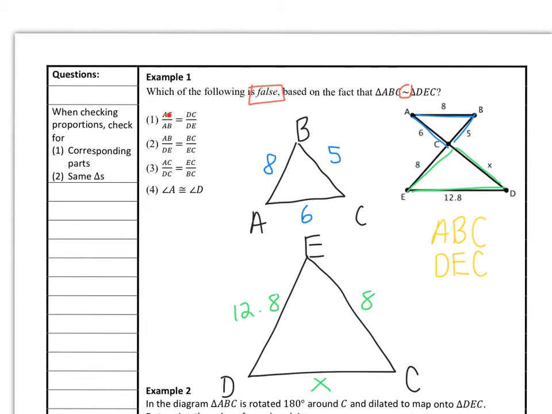So if we look at AC, AC to DC, we first want to know, do those pieces match? Well, AC is my first and last, DC is my first and last. So I'm going to put a little check mark here next to that top part. Because that, in fact, does work. Check. All right, now I'll check the bottom part. AB to DE. AB's first two letters, DE's first two letters. So that also works. So I'm going to give that a check mark. So it's not choice one. So let's go to choice two.